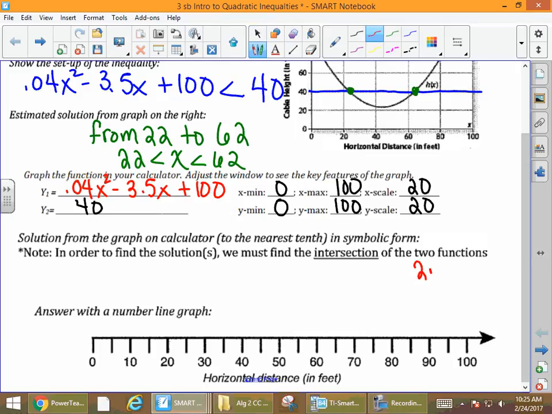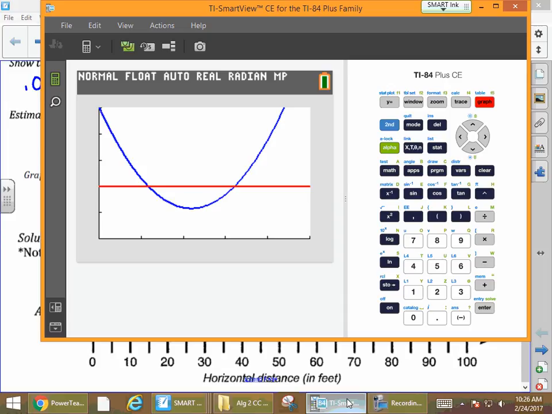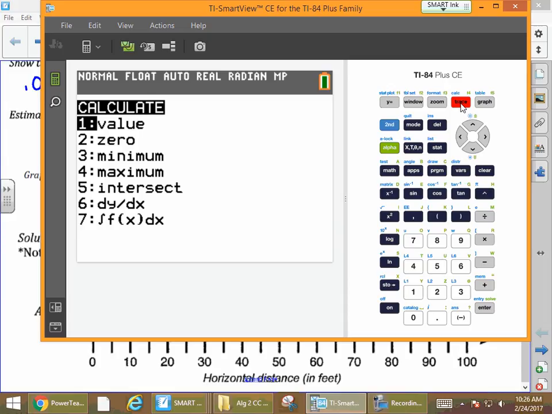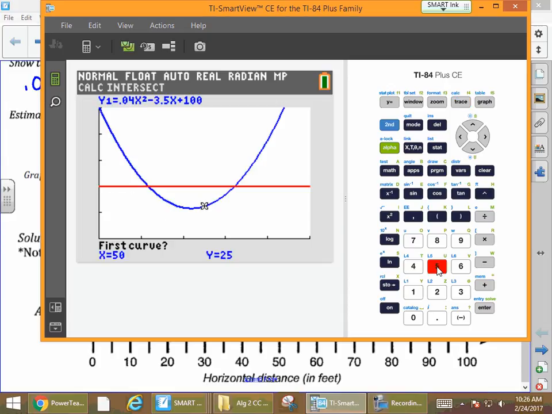So we're going to use the intersect button, and if you're not super functional with your calculator, the button we're going to use is second trace. You might make a note of that if you need to. Second trace, and then there's going to be an option to say intersect. So we go back to our calculator. Second trace gets us up to the calculate part of the screen. Here at number 5 is intersect. And we're going to get some sort of flashing value there.